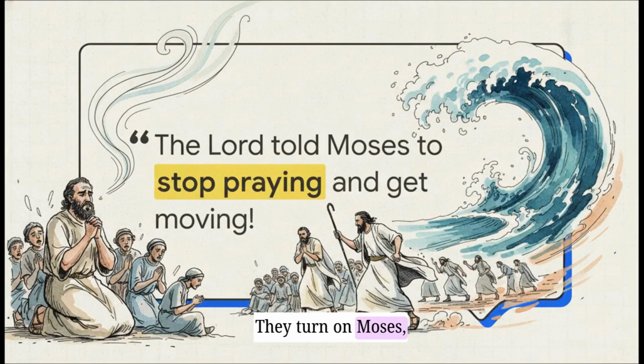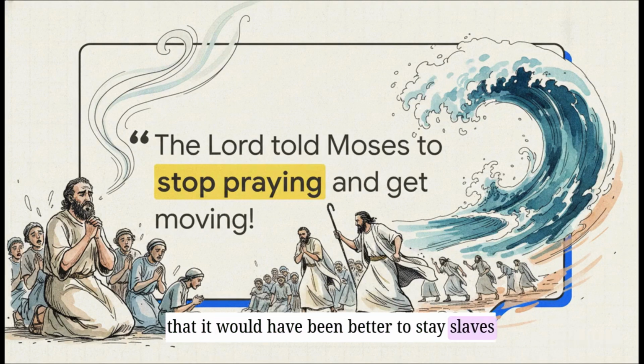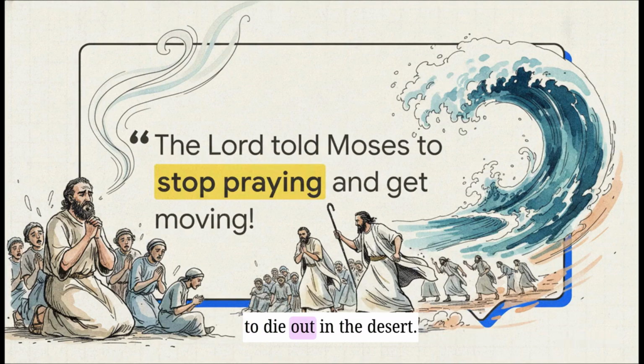They turn on Moses, basically yelling that it would have been better to stay slaves in Egypt than to die out in the desert. Moses tries to calm everyone down, but he also cries out to God. And the study notes highlight God's amazingly direct, action-oriented response in verse 15. The divine message basically boils down to this: stop praying and get moving.